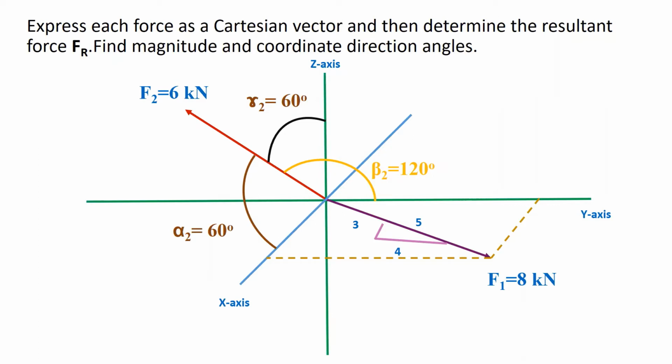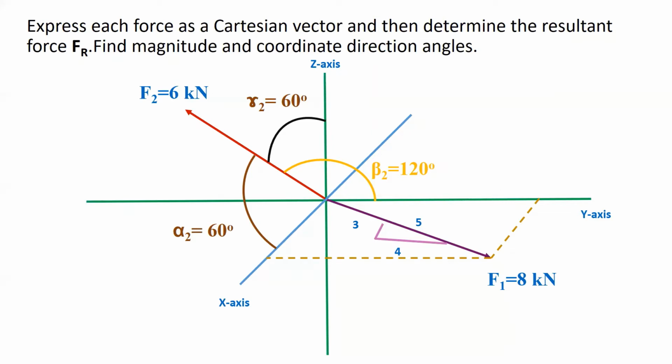First of all, you have to understand the question and see the diagram first. So let's make a start. It is written over here: express each force as a Cartesian vector, and then determine the resultant force Fr. Find the magnitude and coordinate direction angles of Fr.